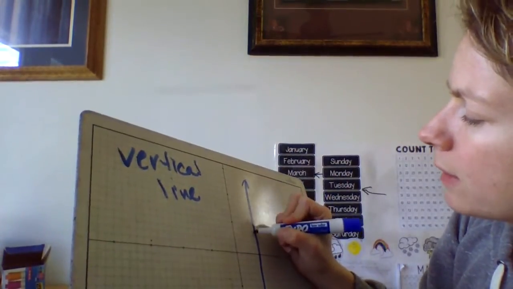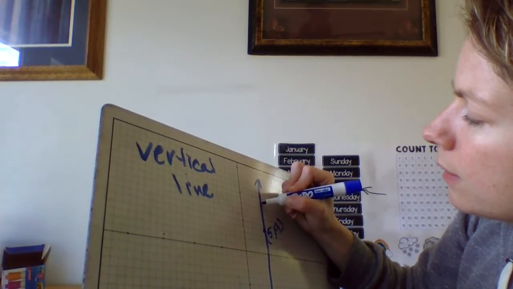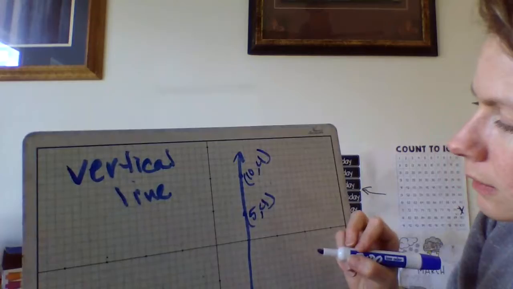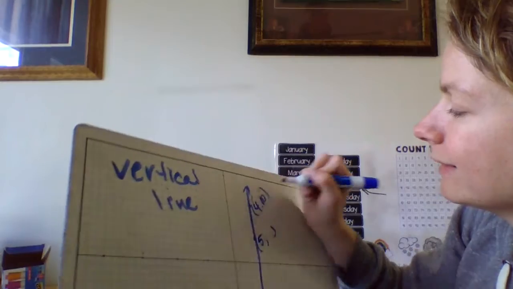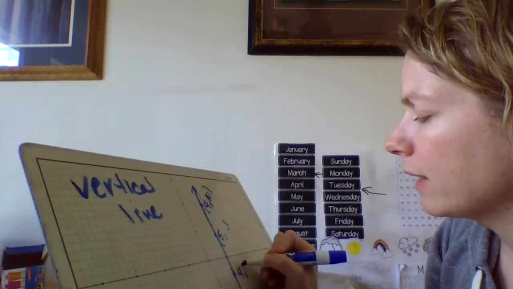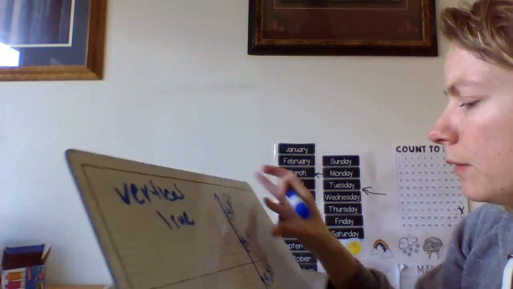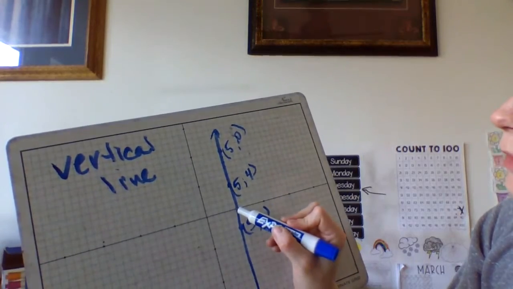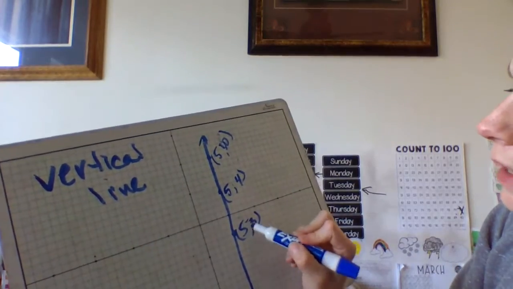So I'm going to put some points on here. Oh, no, hold on. I can't even count. Those should all be 5s. This is over 5, up 4. This is over 5, up 10. This is over 5, down 3.